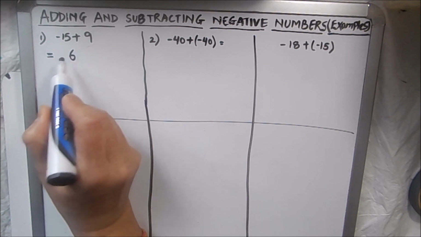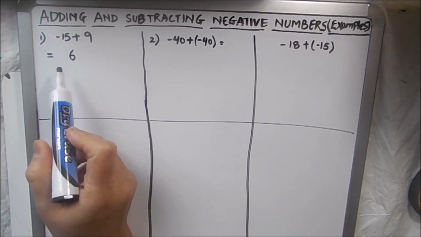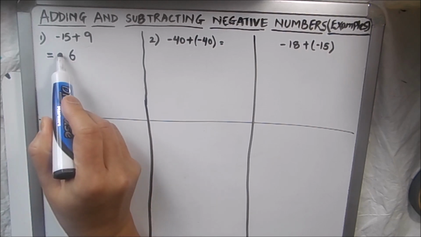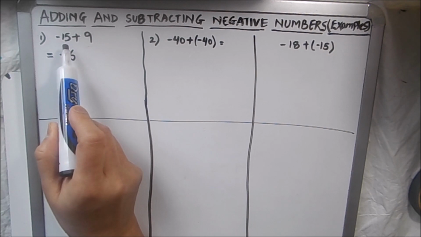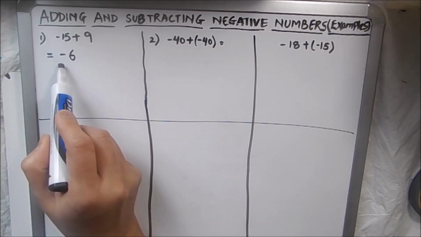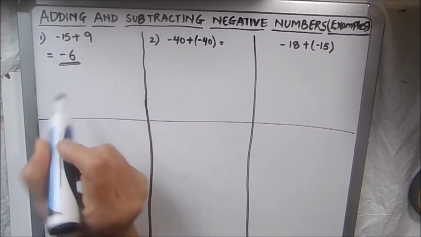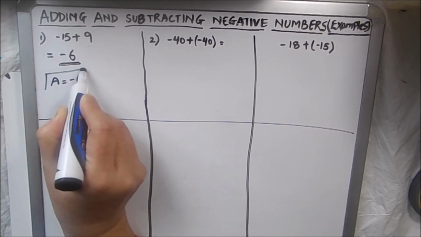Now for adding a sign to the number, there is always a rule that the sign will always be of the bigger number in the numerical value. So here the bigger number is 15, its sign is negative, so the answer will be negative 6. So the answer is negative 6.